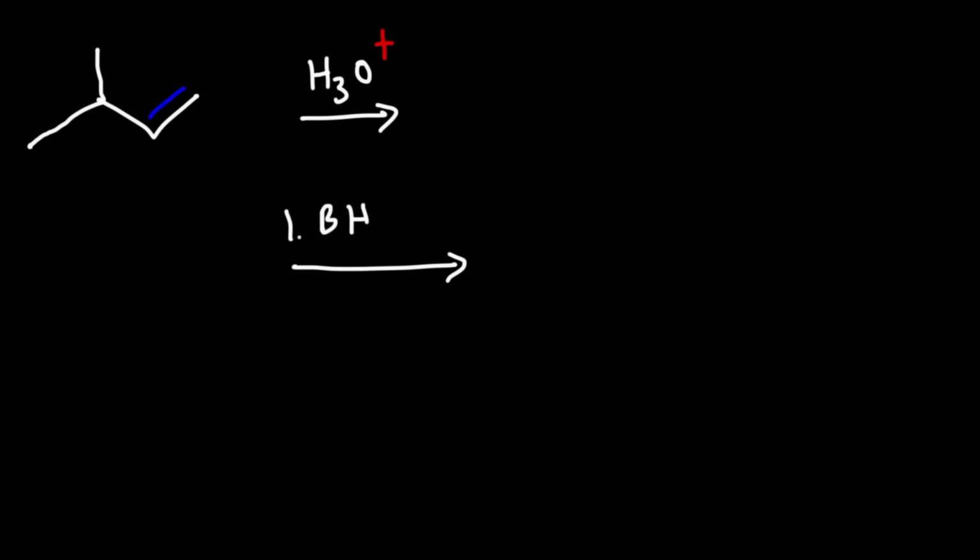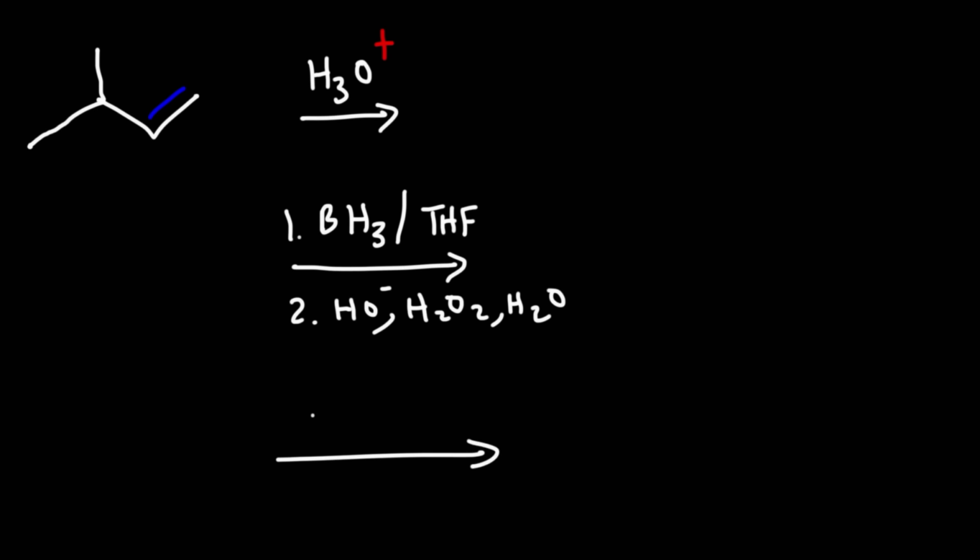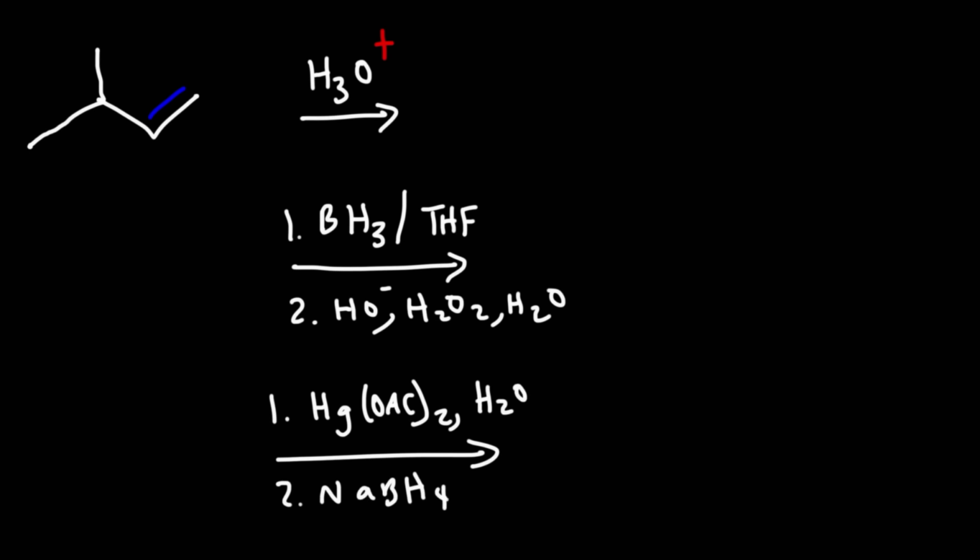Now let's consider some other reactions. So starting with 3-methyl-1-pentene, let's react that particular alkene with H3O+, the hydronium ion. We're also going to react it with, this is a separate reaction by the way, BH3, not boron, but borane, with THF, tetrahydrofuran. And in the second step, we're going to have hydroxide, hydrogen peroxide, and water. And then for a third reaction, in the first step, we're going to have mercury acetate with water, followed by sodium borohydride, NaBH4.